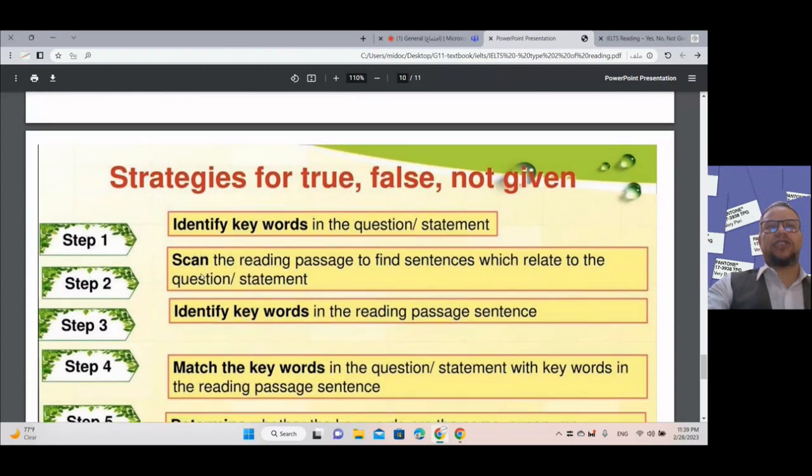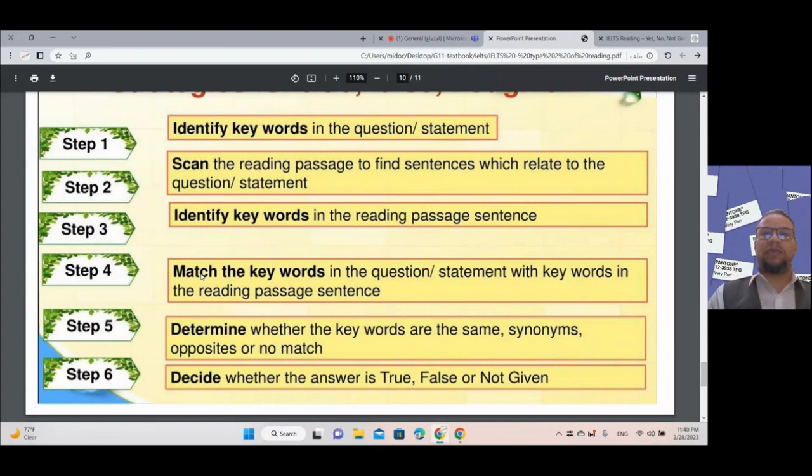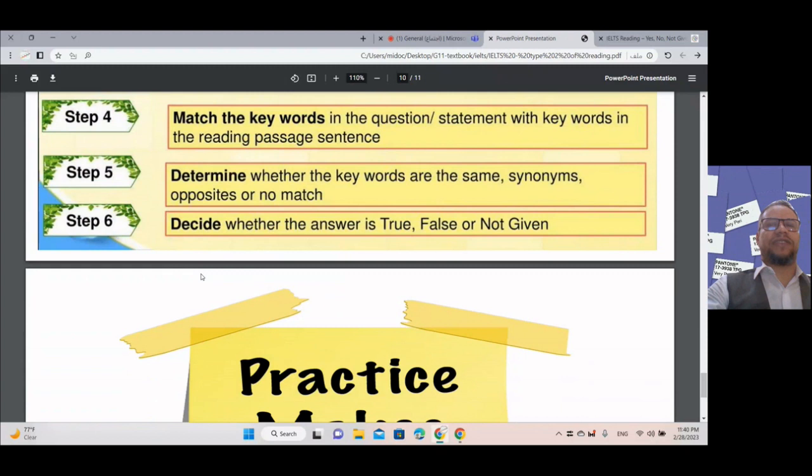I made a brief summary of the strategies for true, false, not given too. I gave you yes, no, not given; now it's true, false, not given. So what to do? Step one, identify the keywords in the question or statement. Then scan the paragraph or read in the passage to find the sentences which relate to the question or statement with the keywords. When you find the keywords, match the keywords in the question or statement with the keywords in the passage or paragraph. Take care, the keywords may be the same, or may be a synonym, antonym or opposite, or not matched, which means not given. Decide at the end which one is true, false or not given.